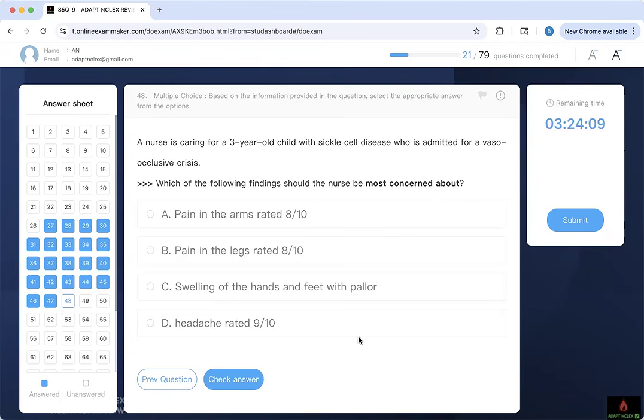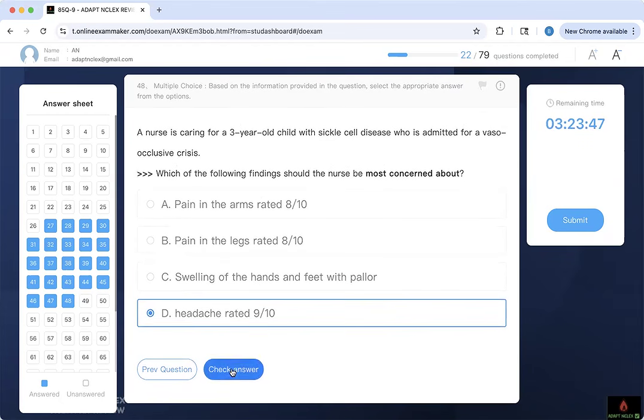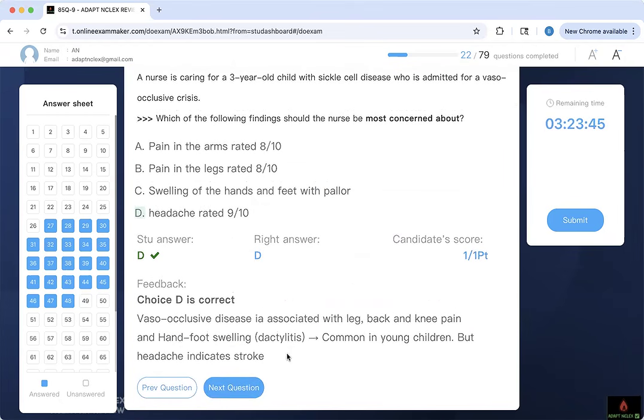Did you pick an answer? The right answer is this. With a sickle cell patient and vaso-occlusive disease, your priority is acute chest syndrome, or they're going to get a stroke. Headache is unexpected. When I see that severe headache, they are having a stroke. They're going to have arm and leg pain. Their hands and feet will swell and they have pallor. It's an expected finding. But if I see headache, that's the priority.